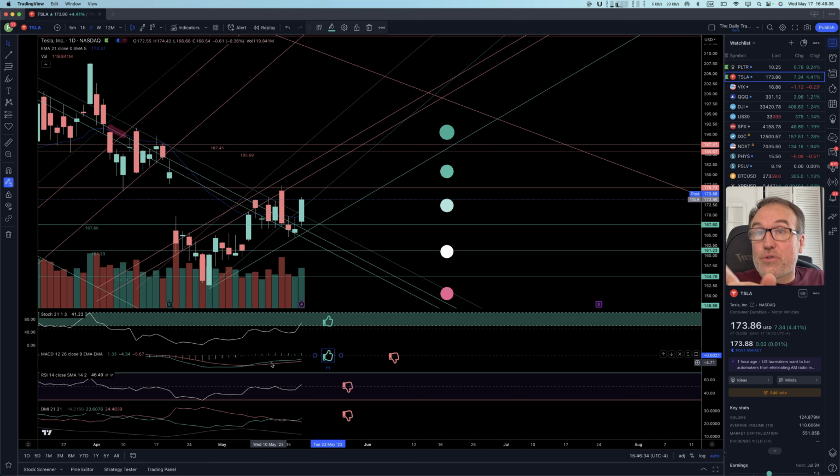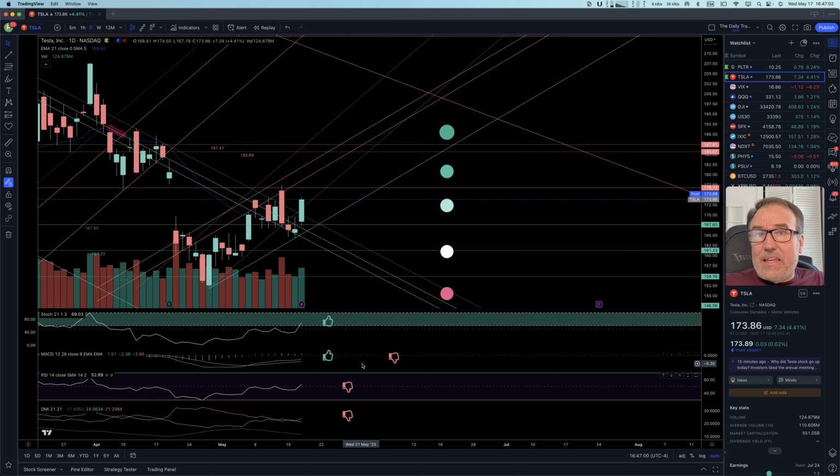And then when the two lines, which are right now below zero, we have one at minus 2.38. We have the other one at minus 3.9. When they are both going to be above zero, we are going to give it another green thumb up. So that's the second signal of the MACD that it is going to give us.